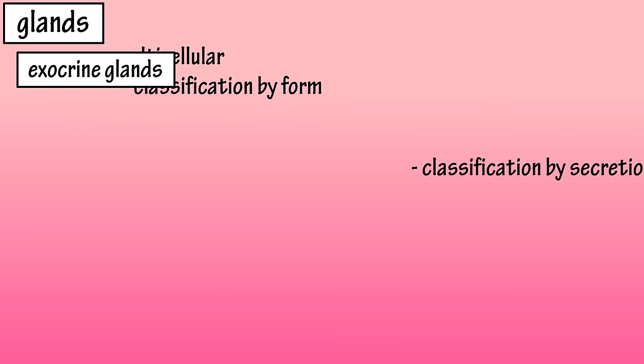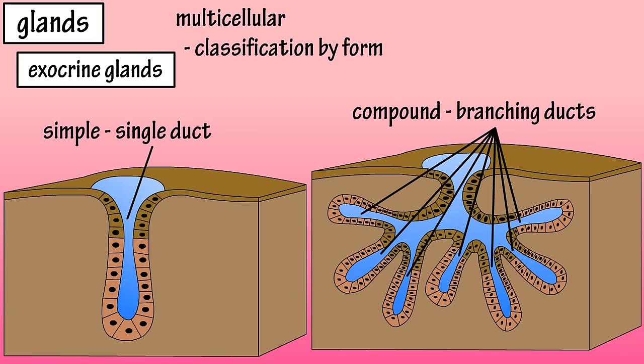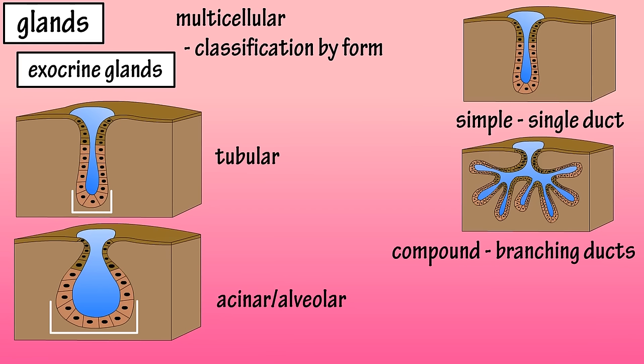Let's look at classification by form. There are two different forms, simple glands, which have a single duct, and compound glands, which have branching ducts. There are also two different forms of the secretory portion of the gland, tubular, where the diameter of the duct and secretory portion are similar, and acinar, or alveolar, where the secretory portion of the gland forms a sac-like shape.